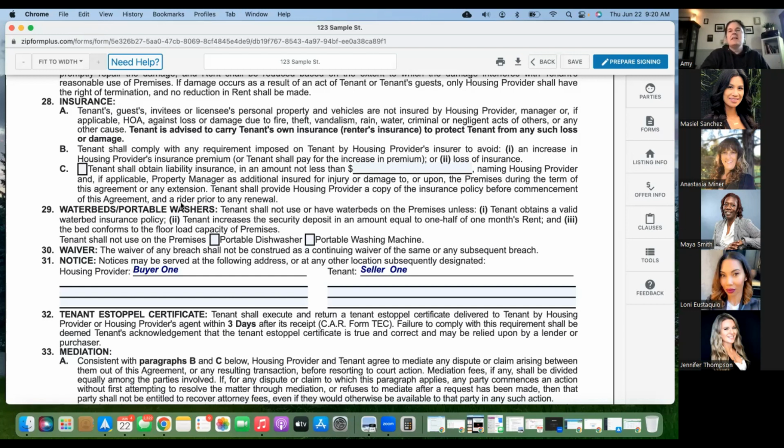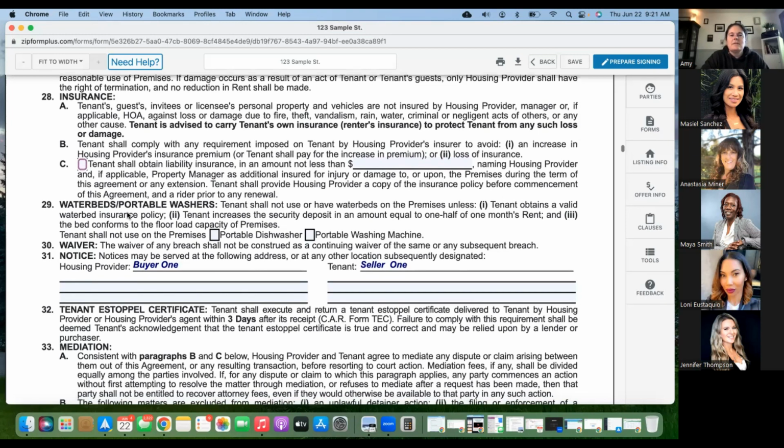So that does not default to liability and naming the housing provider as additional insured. So if they want that, you want to make sure to check this box here and put what the amount of liability insurance is that you want to be included there. Any questions about section 28 insurance?